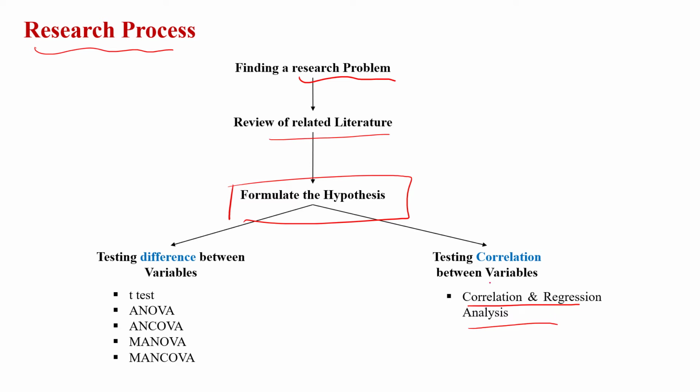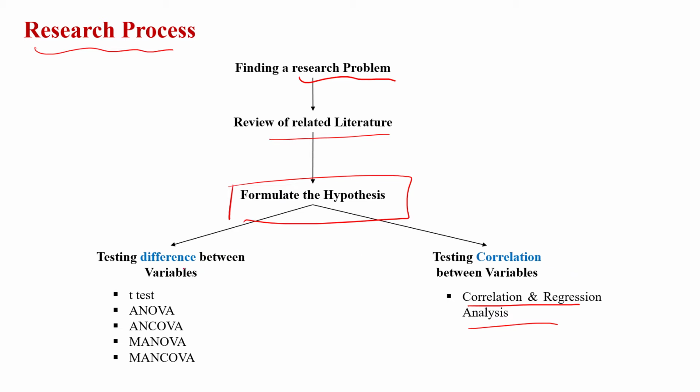There are different types of correlation analysis depending upon the data types, which we will discuss later, as well as different types of regression analysis such as simple linear regression, multiple linear regression, and logistic regression. So depending upon the situation, we can pick the appropriate technique.